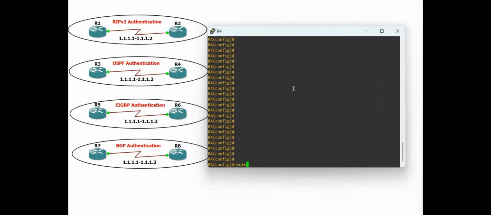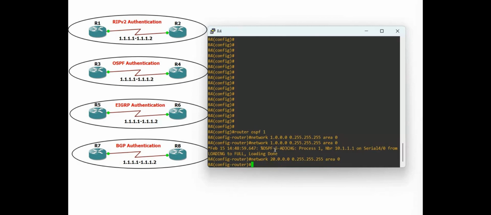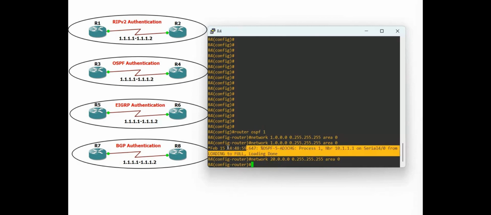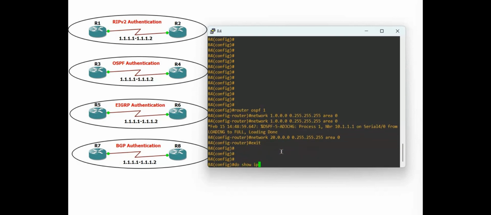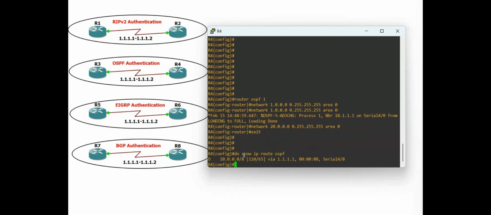Okay, so router OSPF 1 and network is 1.0.0.0 and 0.255.255.255, area is 0, and network 20. You can see over here the neighborship is up. Okay, do show IP route OSPF. Over here you see the 10 network is in the routing table of router 4.